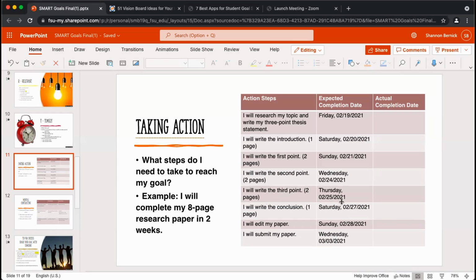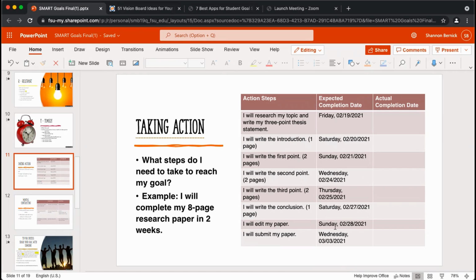I'm going to go ahead and write my third point on Thursday. And then I'm going to take a break on Friday because I'm busy with work and classes. And on Saturday, I'm going to go ahead and write the conclusion. That gives me Sunday to edit my paper. And then that gives me 2 days, Monday and Tuesday, when I'm in class, to just take some time away from it before I submit it on Wednesday.